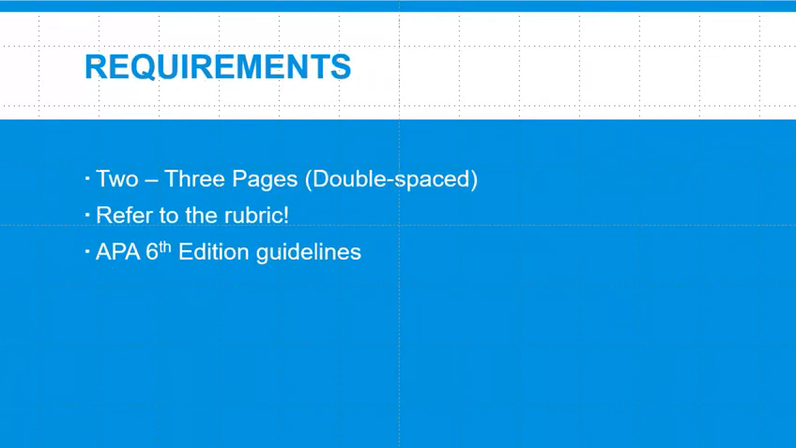In terms of essay requirements, the paper should be 2 to 3 pages, double-spaced. I strongly encourage you to refer to the rubric for this paper and for all other assignments in this course. The rubric is a tool for you to make sure that you've covered all facets of the assignment. I'd recommend that you refer to it before you begin writing and then use it as a checklist after you've completed your essay to make sure that you've covered everything. For formatting guidelines, refer to APA 6th edition.